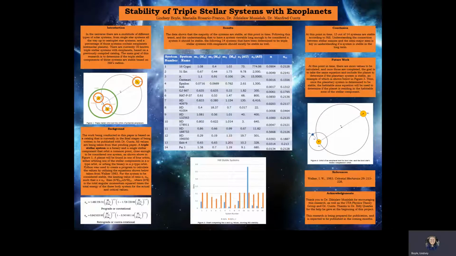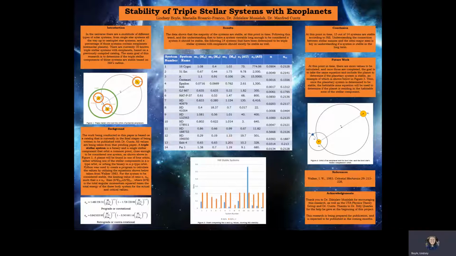I am an undergraduate in physics, and my research is over the stability of triple stellar systems with exoplanets. Now, in the universe, there are a multitude of different types of solar systems, from a single star system all the way up to a 7-star system, and a percentage of those systems contain exoplanets. There are currently 30 known triple stellar systems with exoplanets, and the main goal of this research is to determine if the triple stellar components of those systems are stable based on Hill's radius.